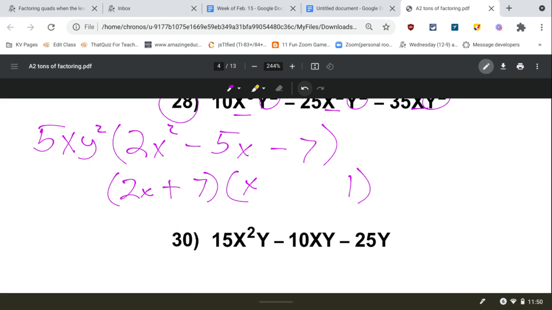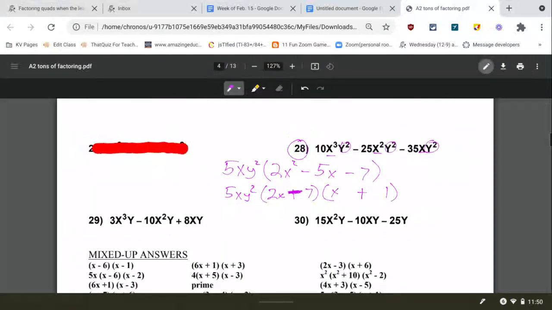I'm going to try my plus here and my minus here and see what works out. This is a negative 2x, and the other one is a 7x. That gives me positive 5x. I didn't want positive 5x. I just wanted negative 5x. So I'll change that to a plus, and this one I'll change to a minus. And that'll do it. Of course, that 5xy squared is still there, technically.